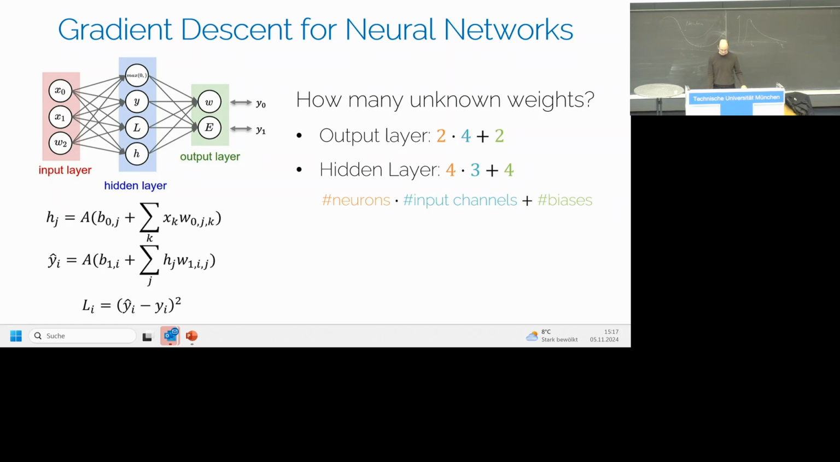How many unknowns do we have? We saw it before. The output layer has 2 times 4 weights W and 2 biases because it's 2 output neurons. And the hidden layer has 4 times 3 input weights and 4 biases.